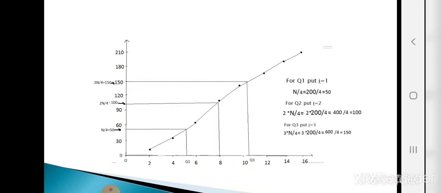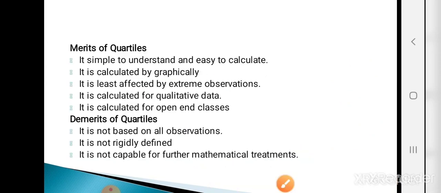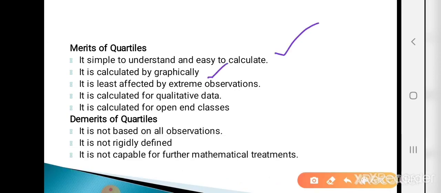Okay, now see the merits and demerits of quartiles. The first merit of quartiles is that it is simple to understand and easy to calculate. It is calculated graphically, yes, by using the Ogive curve. It is least affected by extreme observations. Okay, it can be calculated for qualitative data and for open-end classes also. Now the demerits are: it is not based on all observations, it is not rigidly defined, and it is not capable of further mathematical treatment.